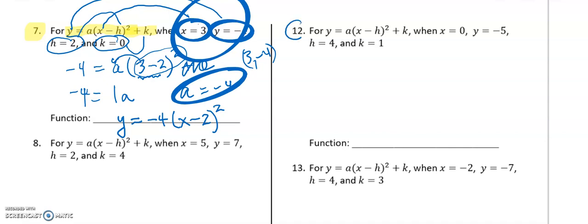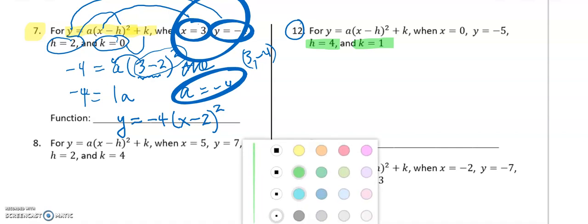So let's try another one. Let's go do number 12 here. I'll make this the last one. So we have the vertex already right here. H and k, that's your vertex. 4, 1 is the vertex, right? So that's what we're going to plug into our equation. Now the only thing we need to find is the a value. They don't tell us the a value.